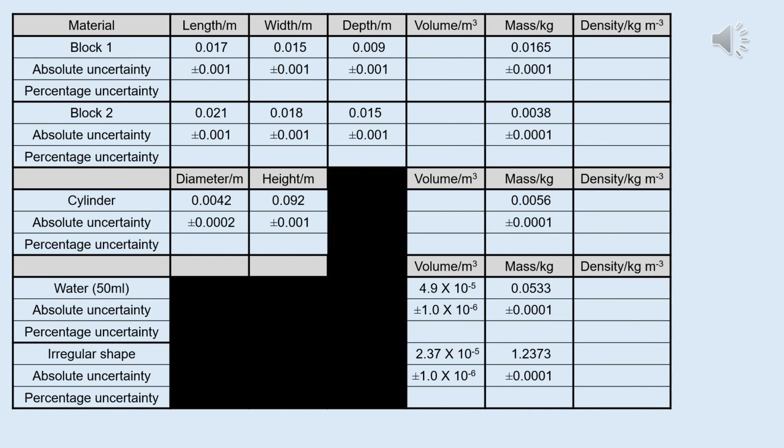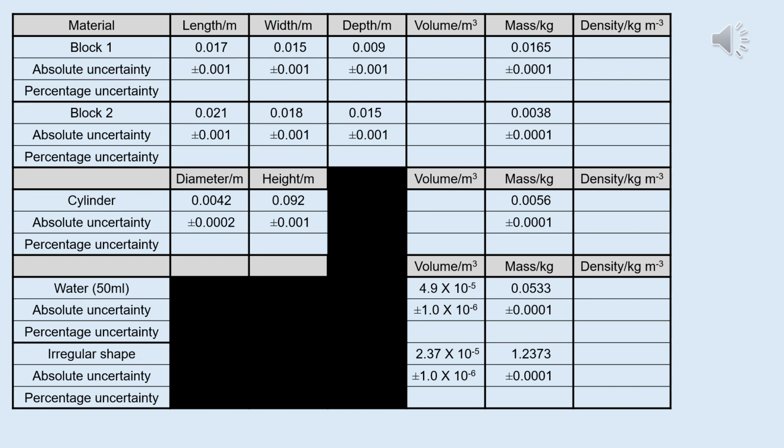What I'd like you to do here is have a little bit of practice working out percentage uncertainties and then working out how to add uncertainties together to get an overall uncertainty. So what we've got here is a table of results for an experiment that a student has done. They've got 5 densities that they're measuring. They've got 2 regular blocks of material, with length, width and depth given in the table. They've got a cylinder of material, and then they've got some water that they measured using a measuring cylinder, and an irregular shape whose volume they measure using the displacement of water again.